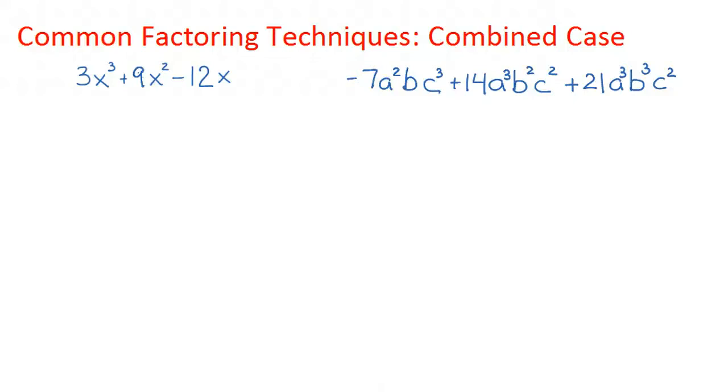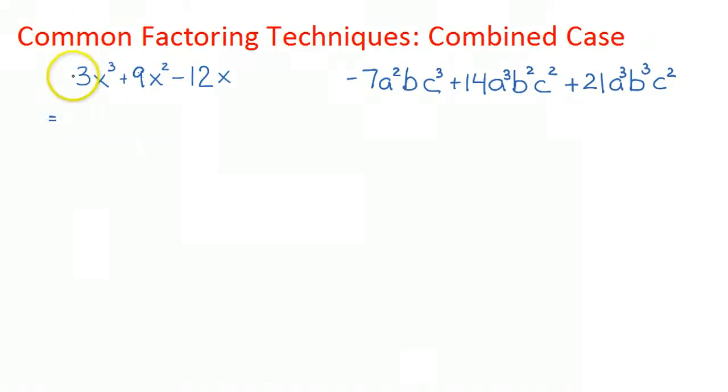Okay, in this video we're going to look at common factoring techniques in combined cases. And what I mean by combined cases is we need to deal with constant coefficients as well as variable parts or unknown parts. I'm going to do this in steps. You can always do this in one big step, but I'm going to do this in smaller steps just to make clear. So the first step we're going to do is I'm going to deal with the constant parts.